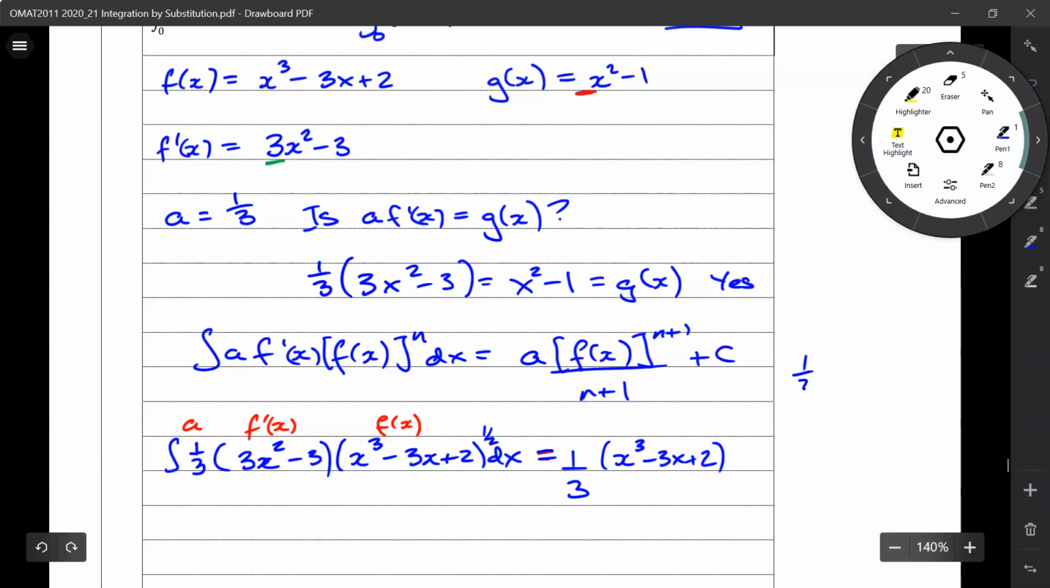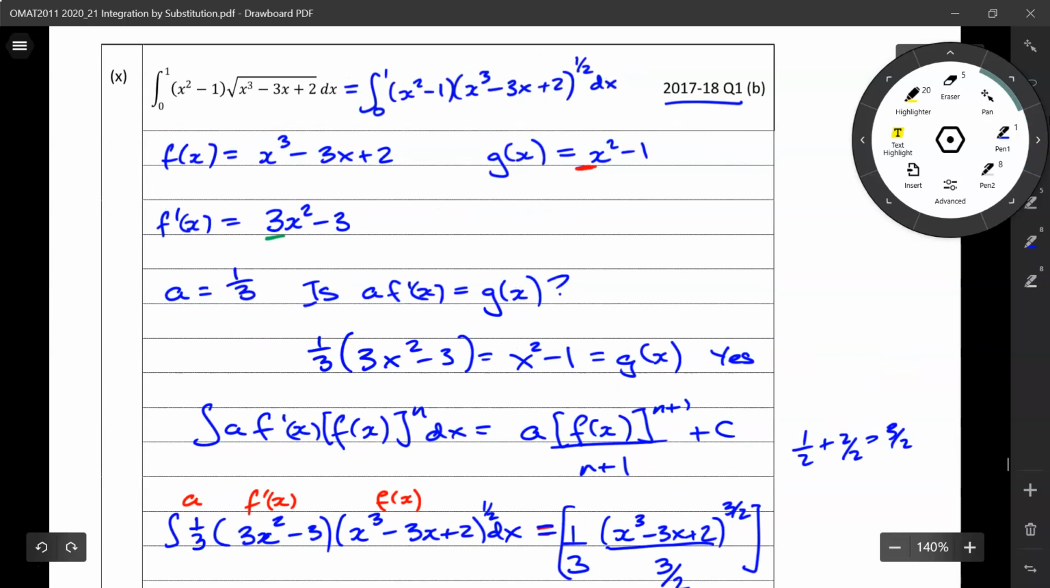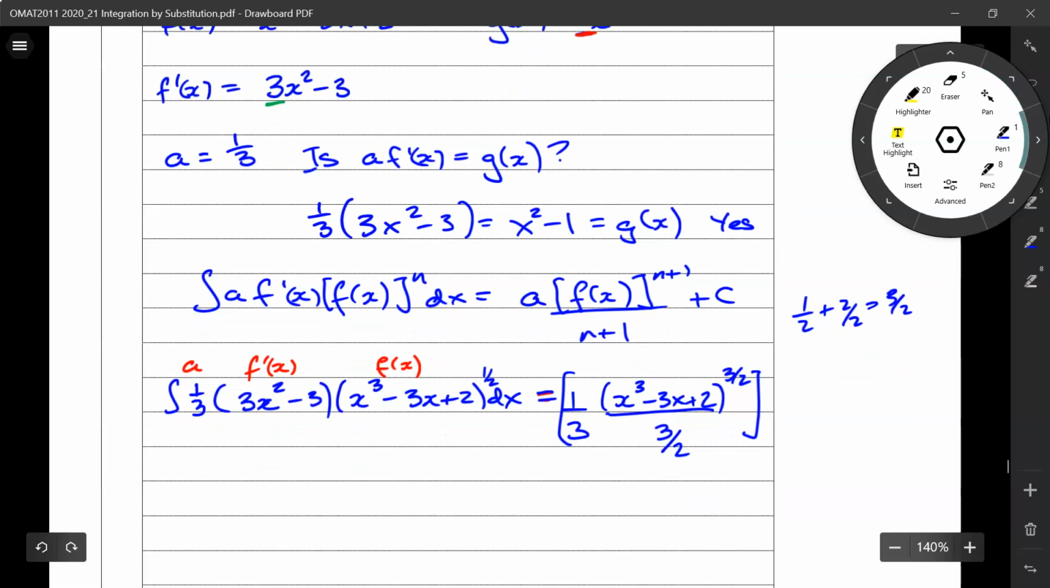So of course, if we have a half and we add 1 to it, we're getting 3/2. So the new power, the raised power, is 3/2, and we divide by the raised power, which is 3/2, and they go between the limits. Our upper limit is 1 and our lower limit is 0. So here we're going from 1 to 0.